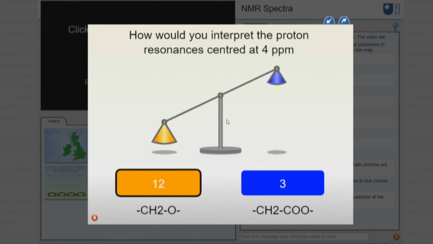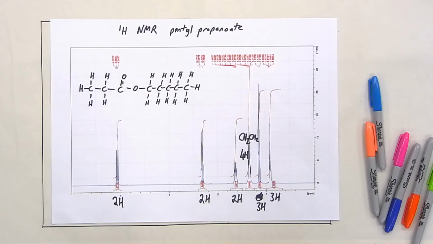Okay. Right, so is it time now to look at the widgets? So I will add my answer to this as well. Okay, so if we now have a look at the answers we've got, the majority are going for the proton resonances centered at 4 ppm being due to the methylene next to the oxygen atom. So in this case, yes, it is this one.